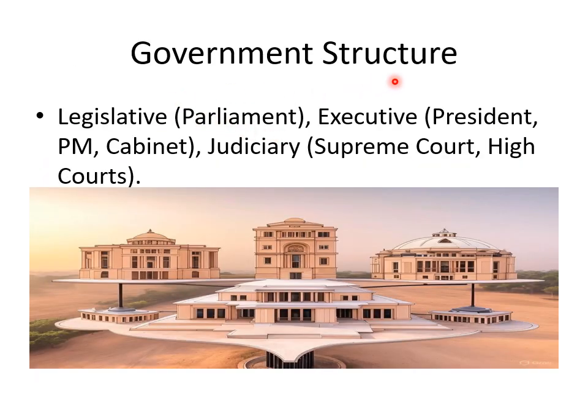Now, what is the structure of government? The Indian government is structured into three main branches: parliament, executive, and judiciary. In parliament, there are two houses, Lok Sabha and Rajya Sabha. In the executive, there are the president, prime minister, and the cabinet. In the judiciary, there are mainly the Supreme Court and High Courts, and other subordinate courts too.